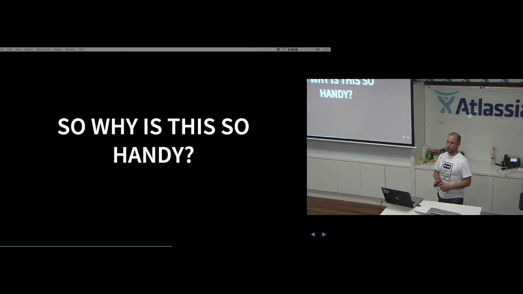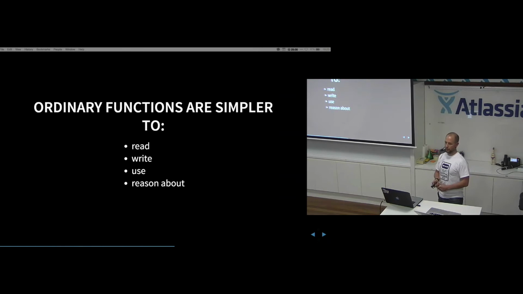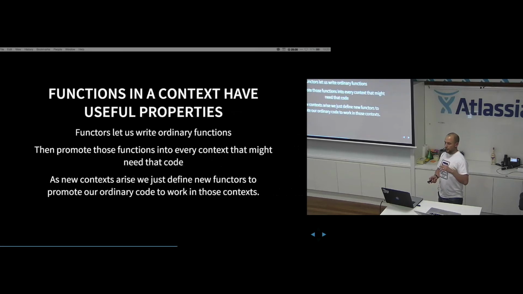So why is this handy? Ordinary functions are much simpler to write. They're easier to use and they're easier to reason about. But sometimes we want these nice properties that Option or Lists and that sort of thing give us. So functors let us write ordinary functions and then promote those functions into contexts that we might need. As new contexts arise, we just define new functors to promote the functions into those contexts. We don't have to rewrite the original functions themselves.